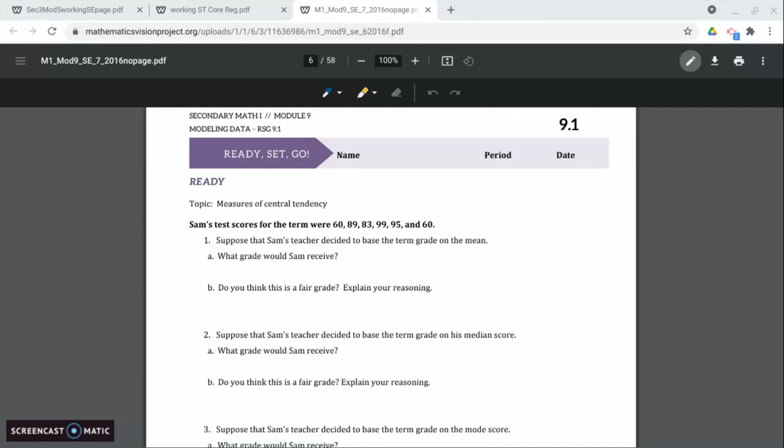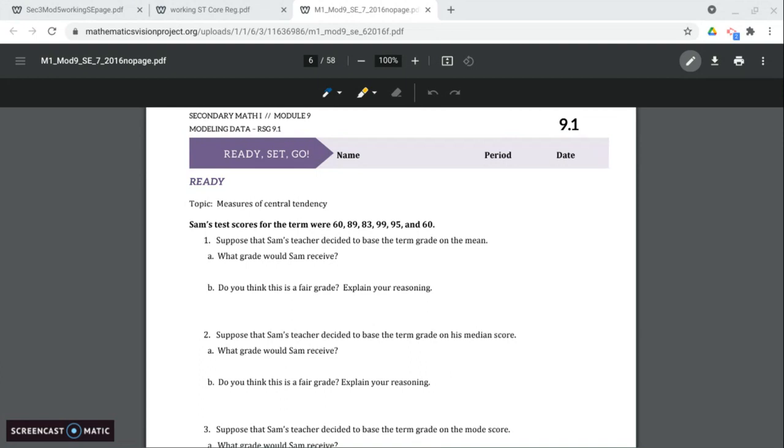Today's lesson is 9.1, texting by the numbers. This first part is looking at measures of central tendency. Sam's test scores for the term were 60, 89, 83, 99, 95, and 60. Suppose that Sam's teacher decided to base the term grade on the mean. Mean means that we add up all the numbers and divide by how many there are.